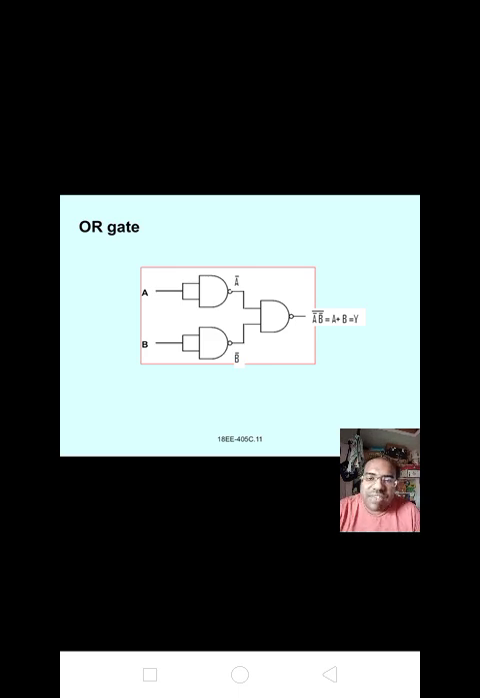Here A is the first input for the first NAND gate and B is the input for the second NAND gate. First NAND gate output is A bar, second NAND gate output is B bar. Here two inputs for the third NAND gate are A bar and B bar. The output is Y equal to (A bar into B bar) whole bar, equal to A bar bar plus B bar bar, that equals Y equal to A plus B. It is the output of OR gate.